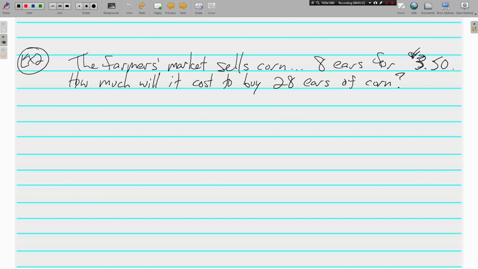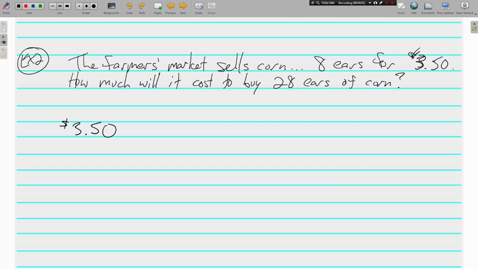All right, pause it if you need to write it down first. No big deal. The farmer's market sells corn, 8 ears for $3.50. How much will it cost to buy 28 ears of corn? Let's use a unit rate to figure it out. Current rate, how much will it cost? Because it's asking how much it's going to cost, I need to make sure that my dollar amount is on top.